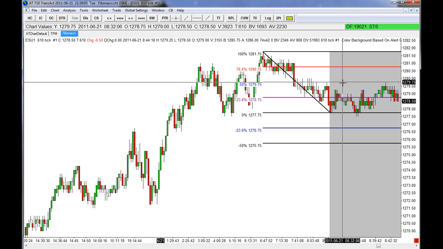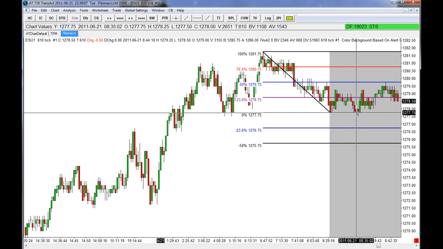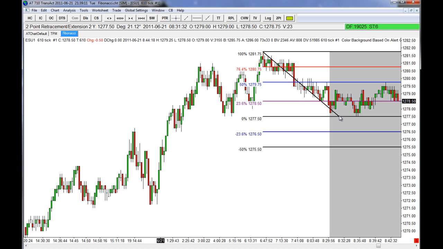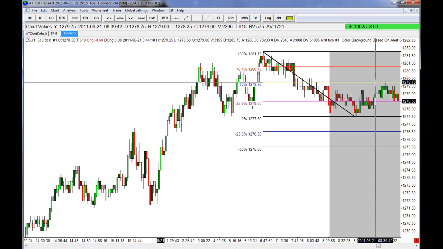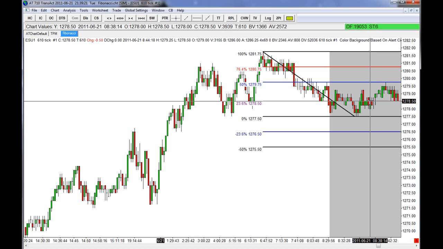Price did not retrace quite to the 50% level and then went below the 0% line. So I moved the 0% line to this new low. Then my order was still at 1279.50. However, my target moved to 1278.50. So now my profit target was 1 point, and my stop loss was 1.25 points.